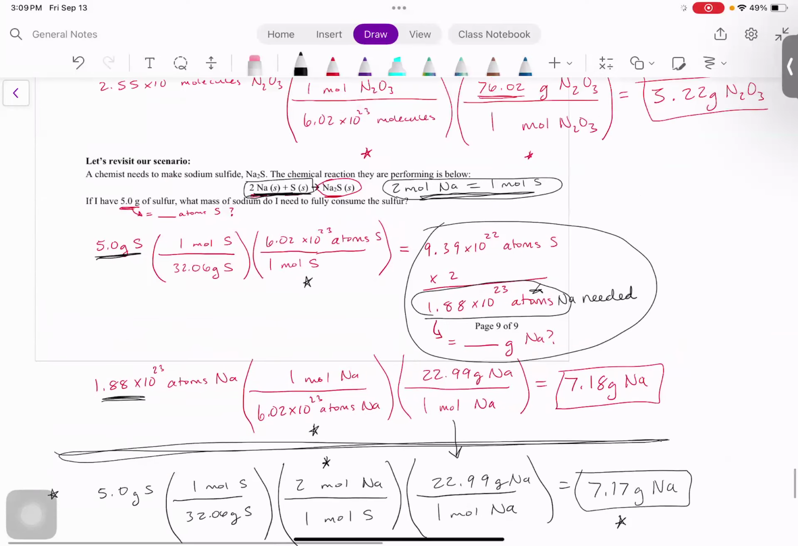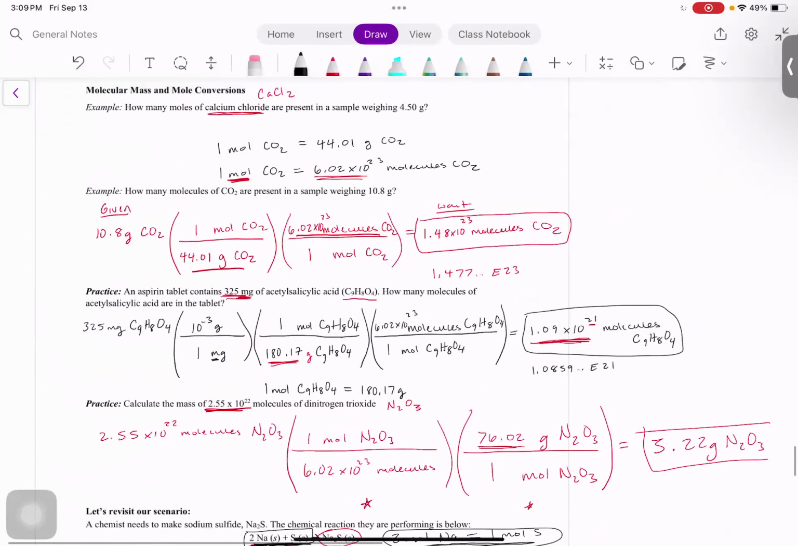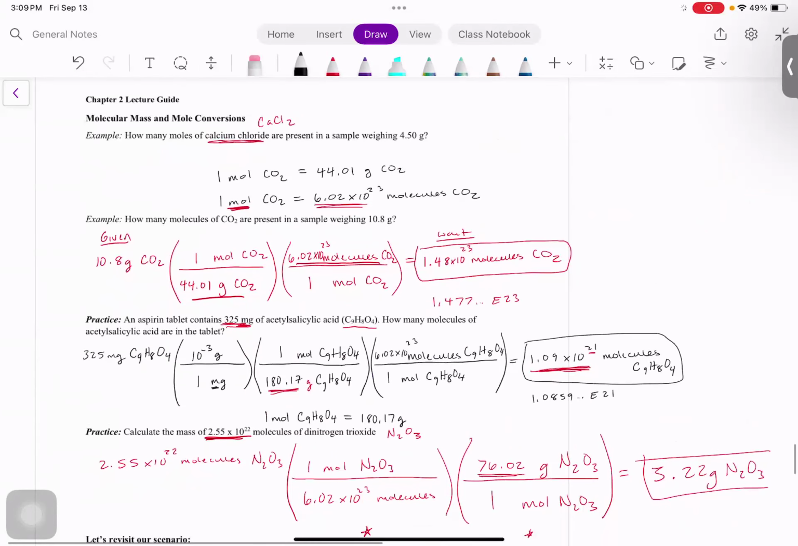But for now, make sure that you're able to comfortably answer each of these practice problems dealing with grams, molecules, moles, atoms, all of that stuff. That's what you want to be able to do for the Chapter 2 quiz.